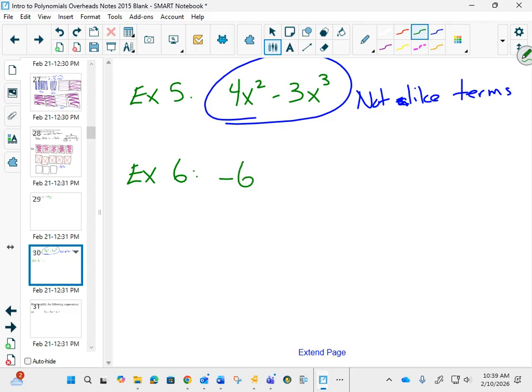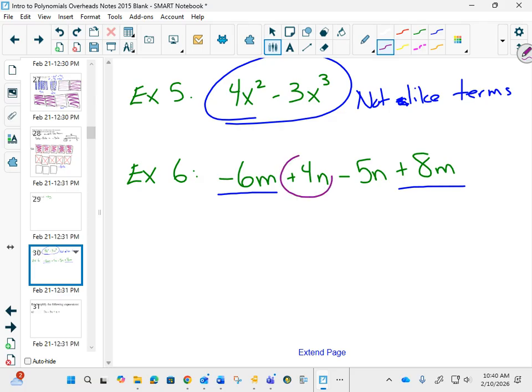So example 6 had negative 6m's plus 4n's minus 5n's plus 8m's. So first thing I would do is underline the first one, minus 6m's. Are there any other terms that just have an m? The last one, the plus 8m. So I'm going to underline that as well. And if you have the same color, then I'm going to switch to circles. I'm going to circle the next one. Is there anything with just an n? Yes. You'll have to circle this one as well. Okay. Now I've got shapes around all the terms.